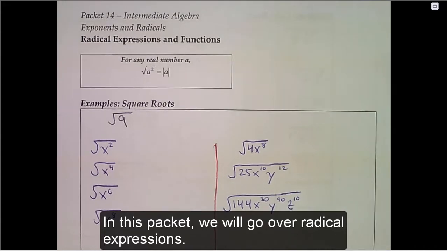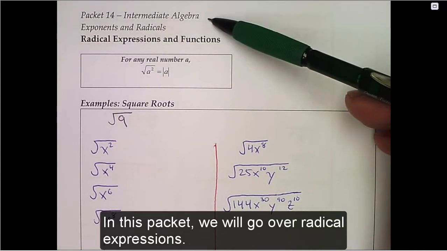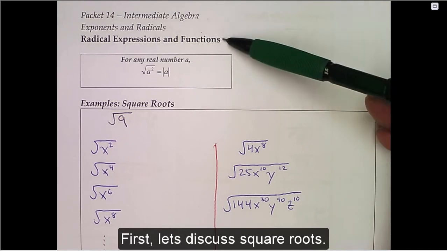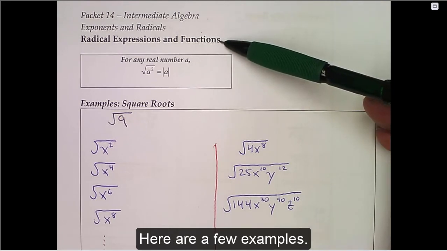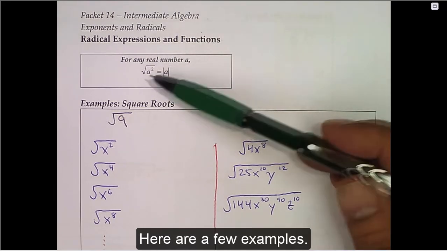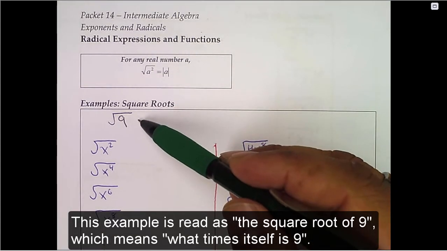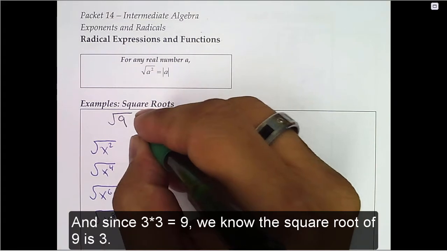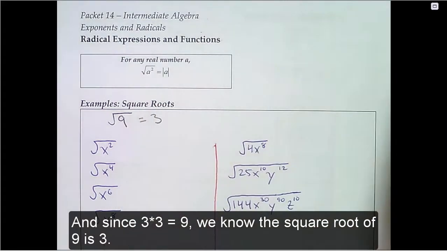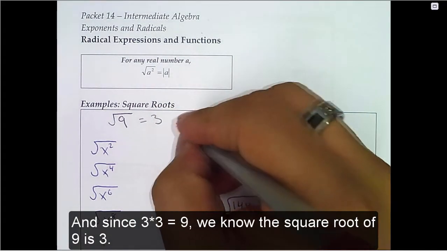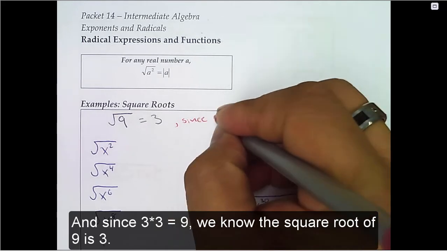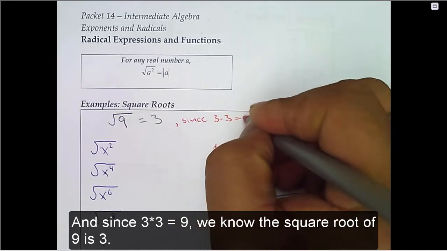In this packet, we will go over radical expressions. First, let's discuss square roots. Here are a few examples. This example is read as the square root of 9, which means what times itself is 9. And since 3 times 3 is 9, we know the square root of 9 is 3.